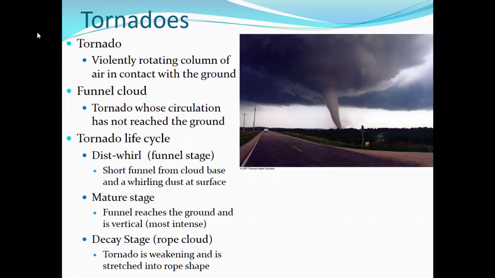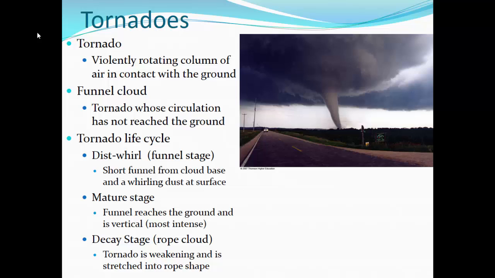By definition, a tornado then is a violently rotating column of air in contact with the ground. And a funnel cloud is a tornado whose circulation has not quite reached the ground. So for it to be a tornado, it has to actually get down to the ground. So we do have a lot of funnel clouds that dip out from underneath clouds, stretch toward the ground, but don't quite have enough dynamics in place to make it to the ground. Those are funnel clouds. They can create dust swirls and some debris as well, but a tornado has to be in touch with the ground.